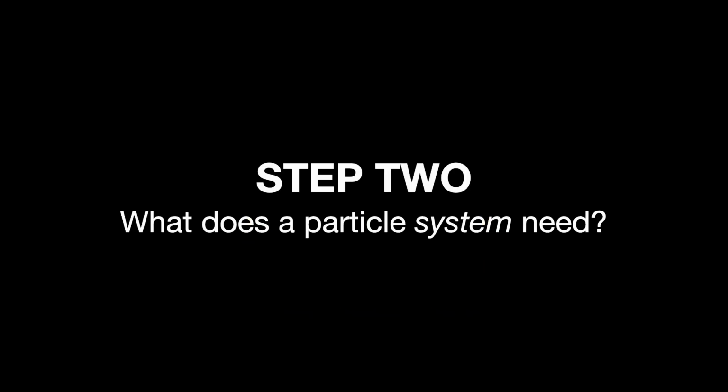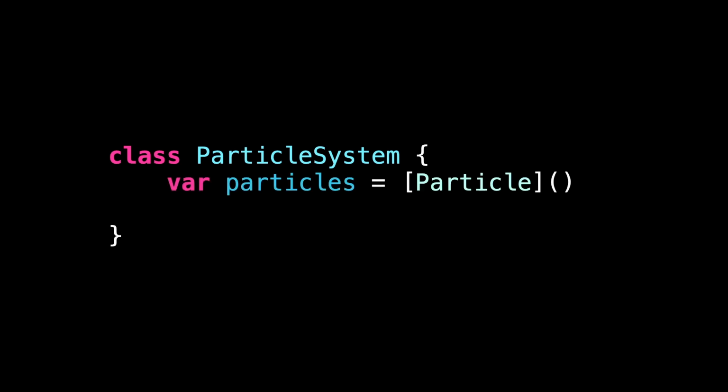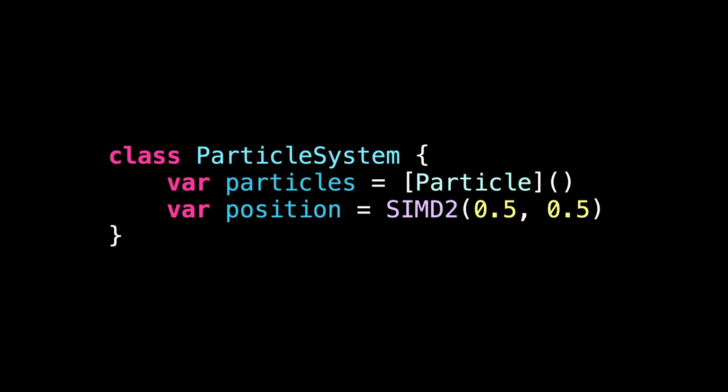Step 2, what should be stored inside a single particle system? Well, we know a system is a collection of particles. So we'll say, well, let's give it an array of particles. And also, it'll have its own position. Again, a SIMD2 with a default value of 0.5, 0.5. So it's centered in the screen. And again, we're going to add more to this later on, but it's enough for now.